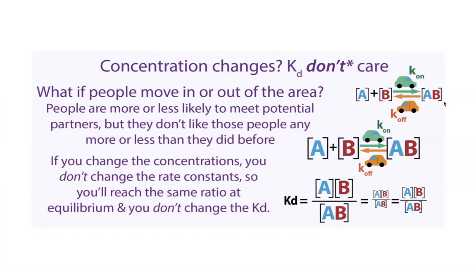But you don't like those people any more or less than you did before, and so KD isn't going to depend on the concentration. You're not changing those rate constants, so you'll reach the same ratio at equilibrium, and you don't change the KD based on the concentration. But you are going to change the amount that you find bound of those partners, just not the ratio of them. And this is going to be a useful relationship that we can use in order to actually calculate KDs from binding measurements.